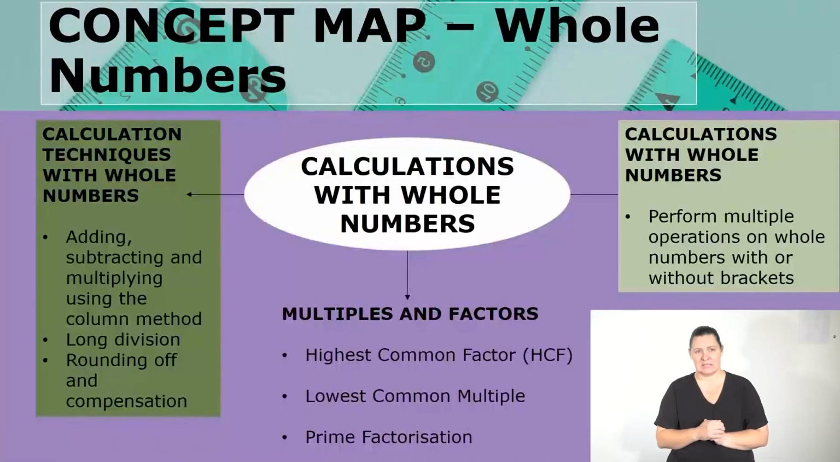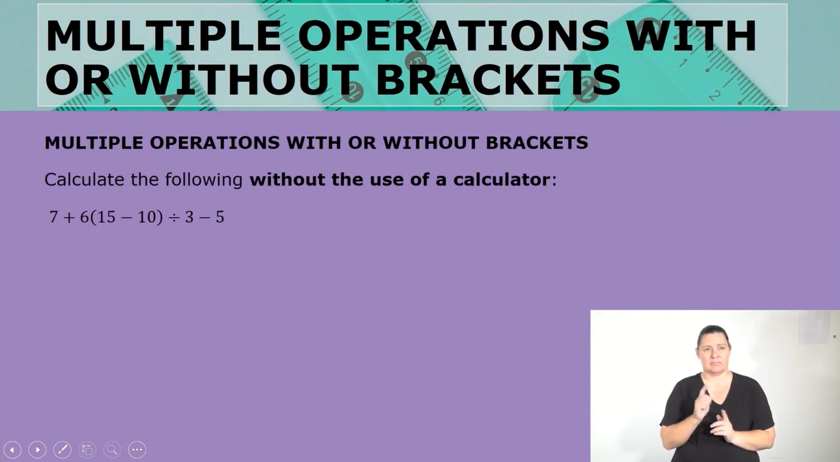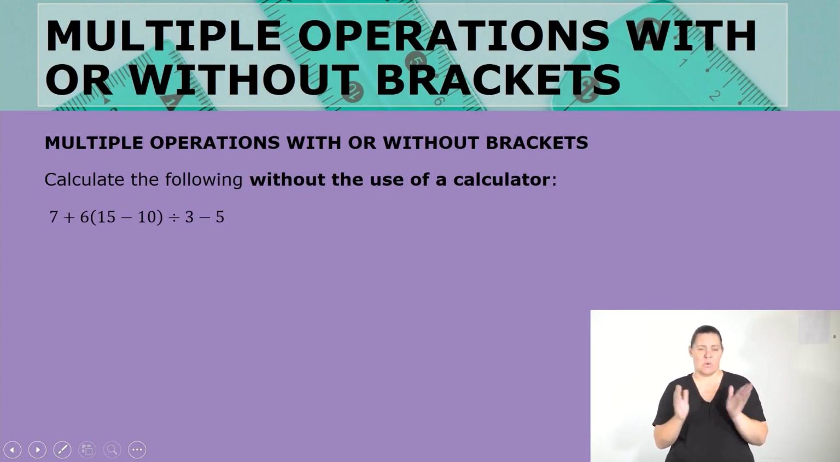So the next section that we are going to look at now is calculating with whole numbers. So that is to perform multiple operations on whole numbers with or without brackets. So this next example is an example of multiple operations with or without brackets. So let's calculate the following without the use of a calculator. I have there 7 plus 6 open bracket, 15 minus 10 close bracket, divided by 3 minus 5.